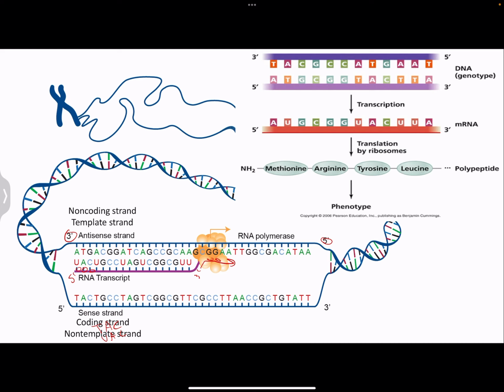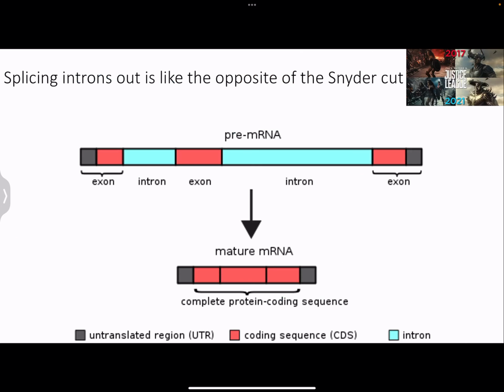Transcription occurs first, and then after that, translation. If we look at something like this, we see this is our mRNA. We better be able to infer which one of these is the coding strand. Boom, it's the one that looks exactly the same as the mRNA, except for T's become U's.